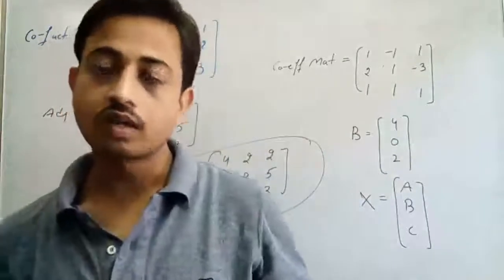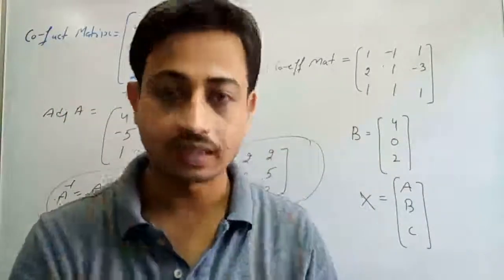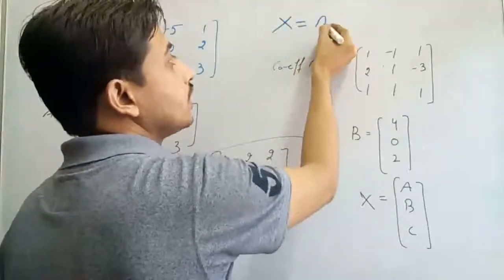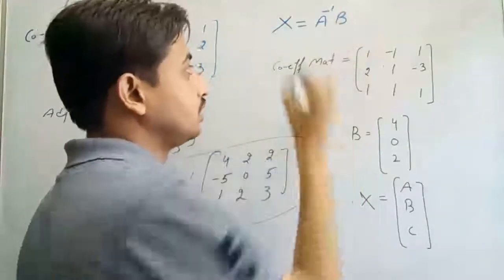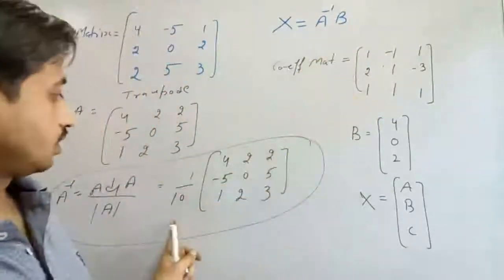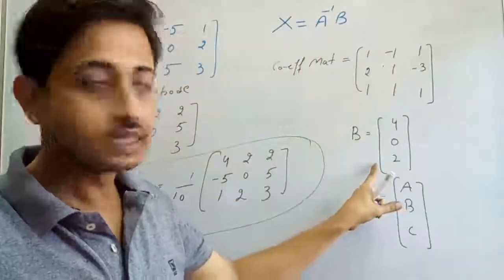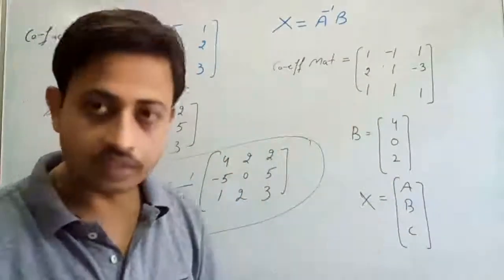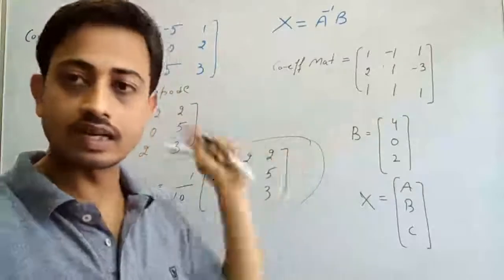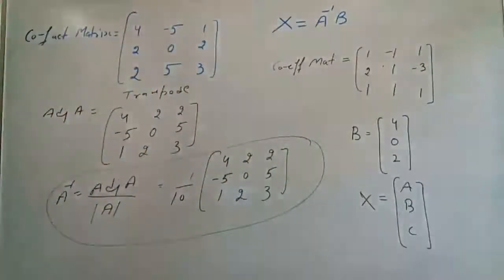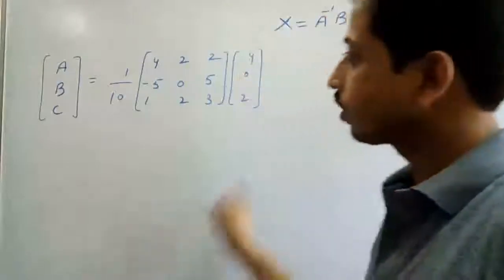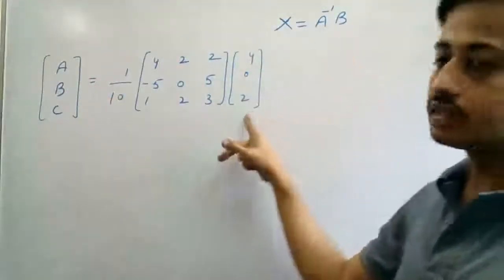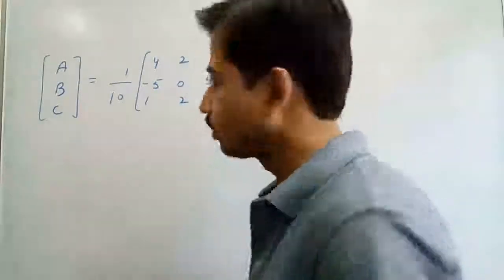Now the next step is to use the matrix method. What is the matrix method? X is equal to A inverse into B. We already know A inverse is this. What is B? This. And what is X? This. Now put all these values in and get the expression. So please make a note, then I will write the expression. Now I write all the values. X is this, A, B, C, and A inverse is this, and B is this. Now it's very simple to solve this.